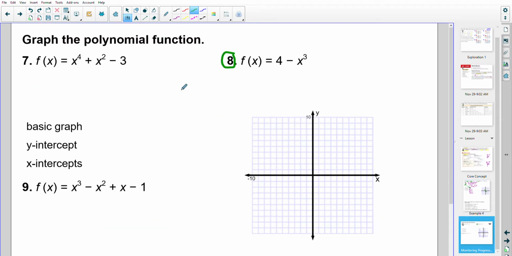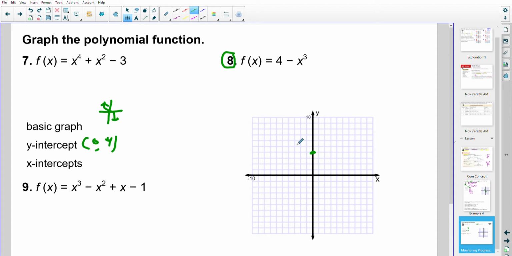Let's try a different example. Looking at this one, I'm going to see that it's like a cubic, but it's flipped and it's translated up 4. That's going to help me graph it, meaning this is my first point, 0, 4, and my next part is that it's a negative cubic, which means it's going to look like this. So I know it's got to come through here and come down like this.